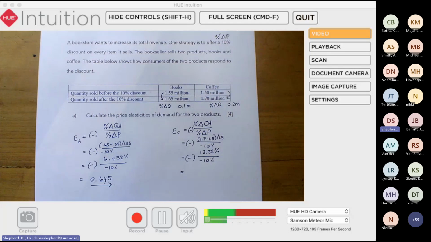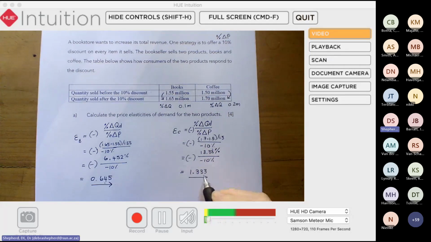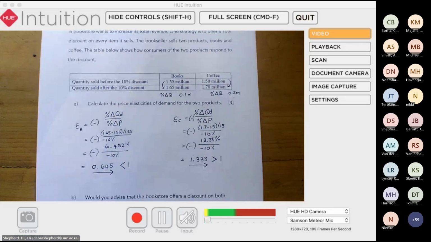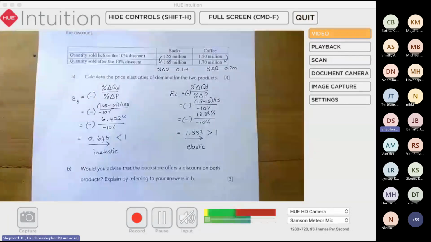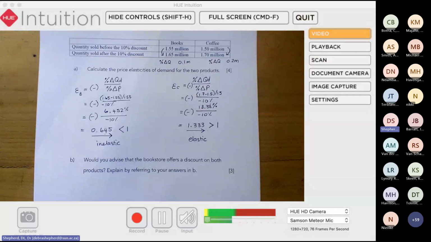And so my elasticity for coffee is going to be 1.333. So what I find is that the elasticity of books is less than 1, but the elasticity of coffee is greater than 1. So this has inelastic demand. This has elastic demand. So now the question is, would you advise that the bookstore offers a discount on both products? Explain by referring to your answers in B.